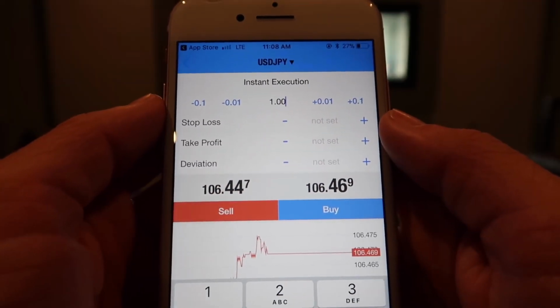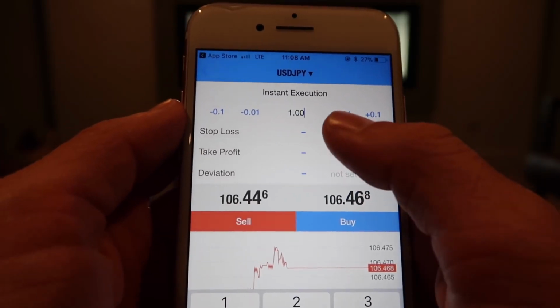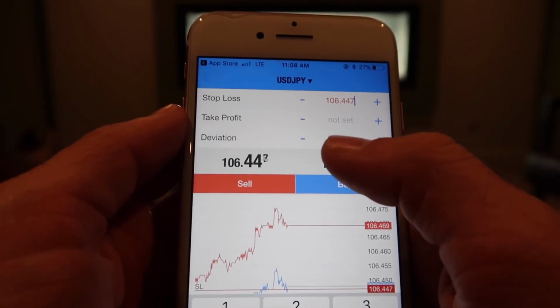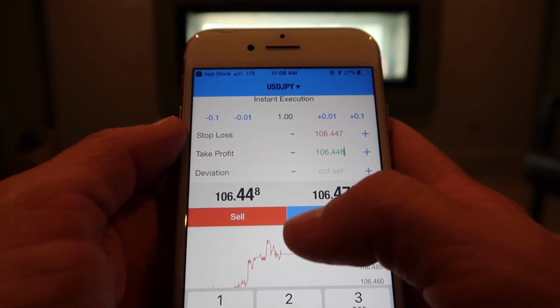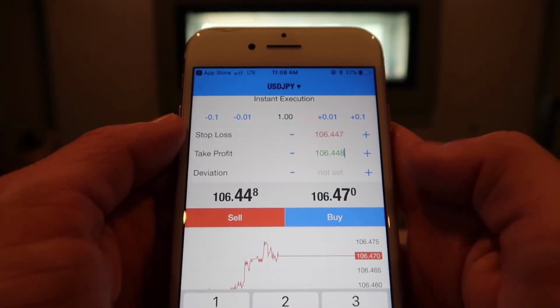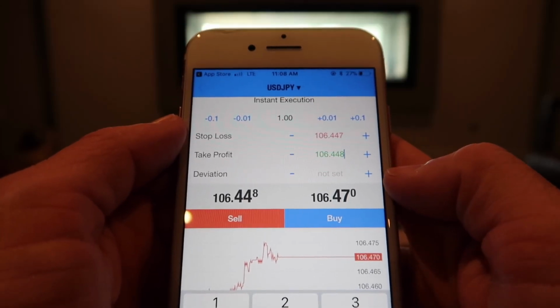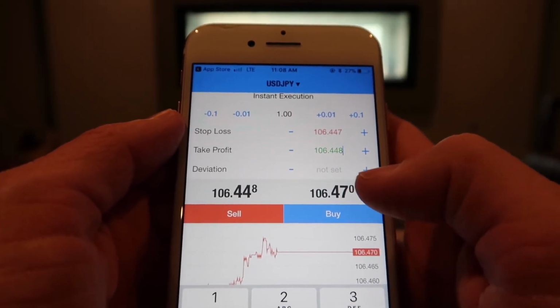And then when you are going into a trade, you can actually modify your stop loss. You can put a stop loss and a take profit. A deviation is a time. I usually don't set that because I can be in a trade for an hour, I can be in a trade for a week, so I usually ignore the deviation.